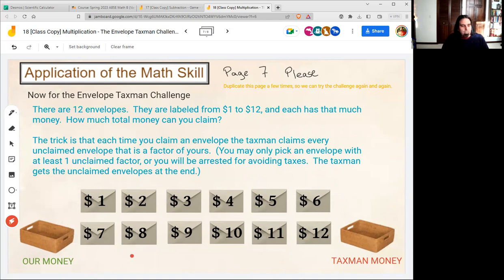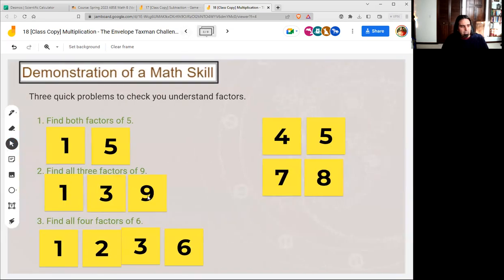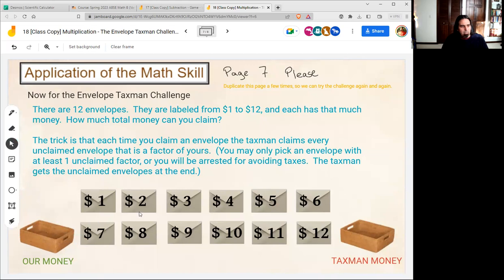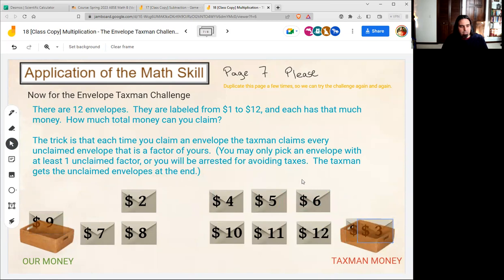And your job is to grab as much money as you can. But there's a trick, a problem. Each time you claim an envelope, the tax man gets every unclaimed envelope that's a factor of yours. So I might think, ooh, I'm going to get something pretty big, like 9, but then the tax man gets 1 and 3. So I would say on this page, I'm going to get 9, but then the tax man gets 1 and 3. Make sense?